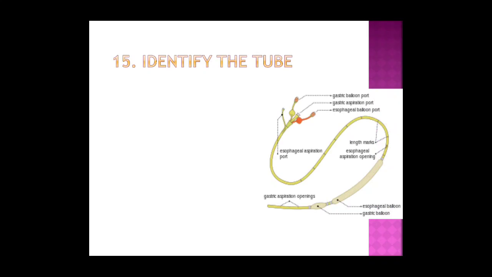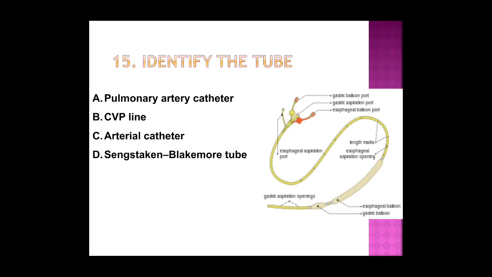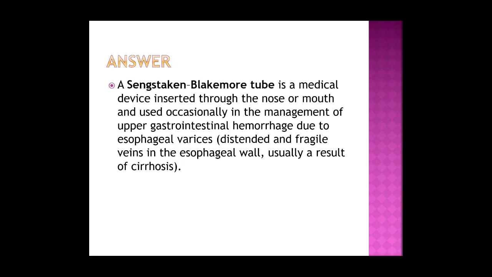Next question, identify the tube. Options: pulmonary artery catheter, CVP line, arterial catheter, Sengstaken-Blakemore tube. Answer is Sengstaken-Blakemore tube. It is a medical device inserted through the nose or mouth and used occasionally in the management of upper gastrointestinal hemorrhage due to esophageal varices.